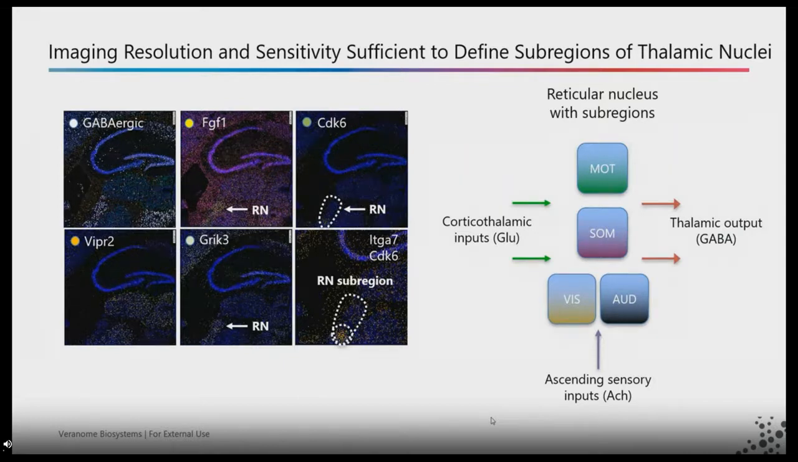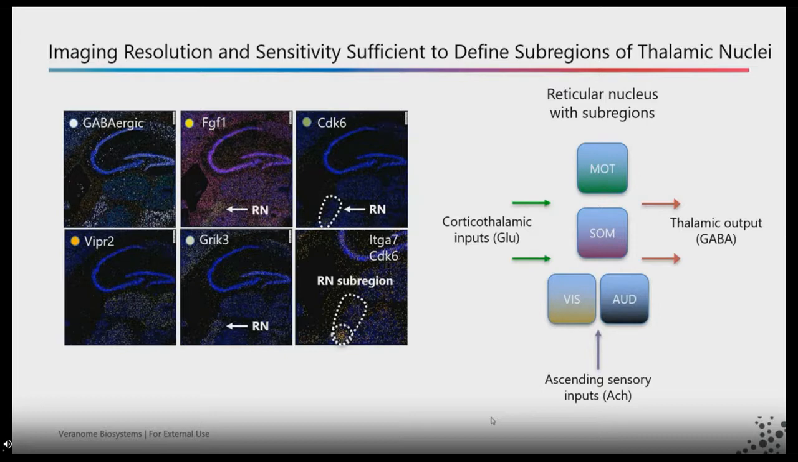In the middle, I've found genes such as FGF1 that highlight the reticular nucleus pretty well, as well as a glutamate receptor, GRIC3, that's known to be expressed quite highly there. On the right, we're seeing some novel findings with markers such as CD6, and also a couple of other genes, ITGA7 and CDK6, as well as some kinases that we've identified in doing the analysis.